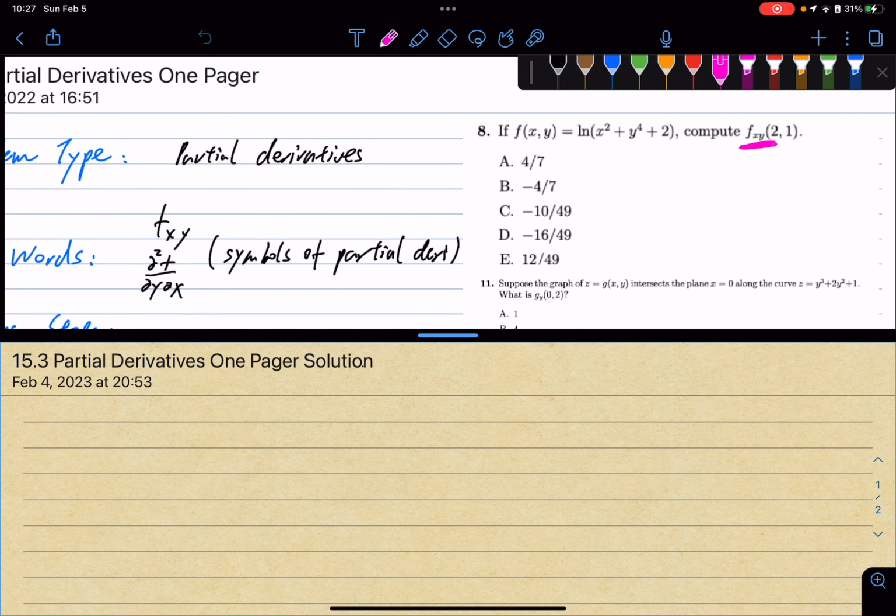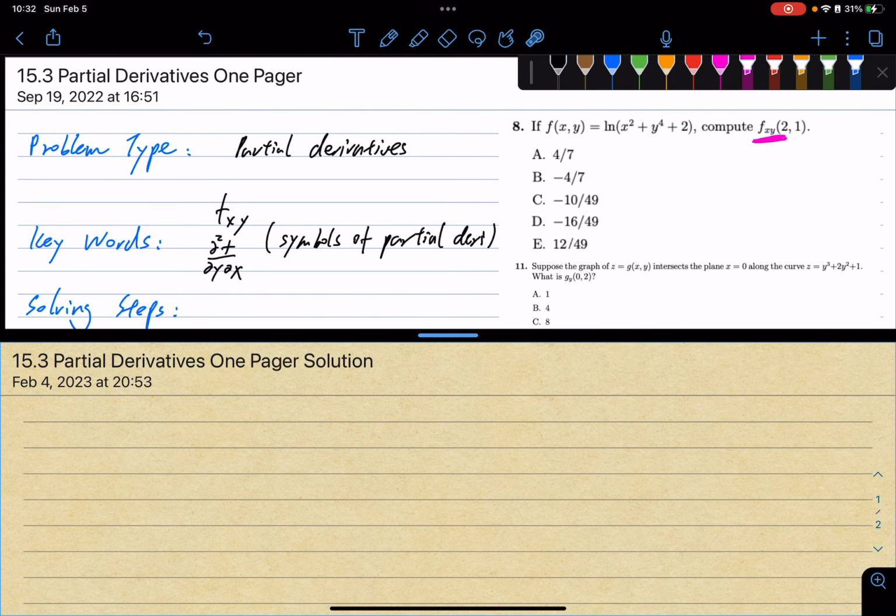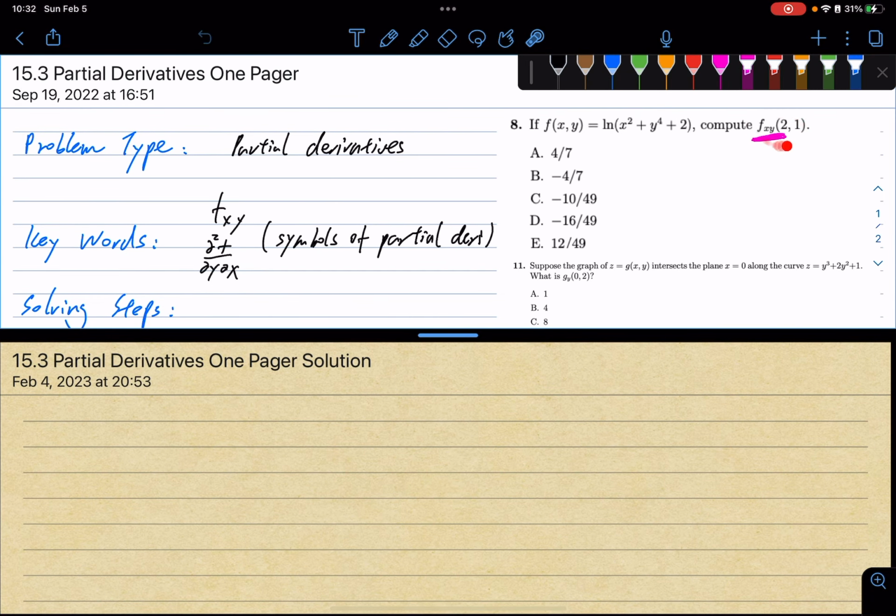So this is a partial derivatives question, and you can tell that from the partial derivative notation in the question statement, the one I underlined in pink. Something to note about this notation is that there are two different types of notation. What you see here is fxy, so that means we will take the partial derivative with respect to x first and then y second.